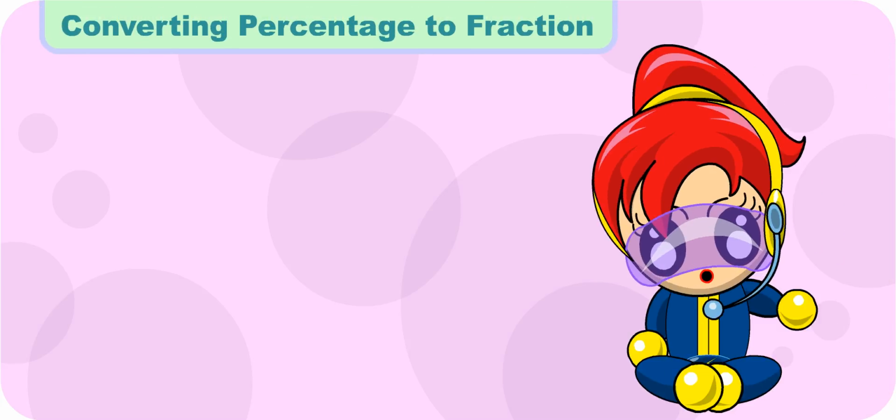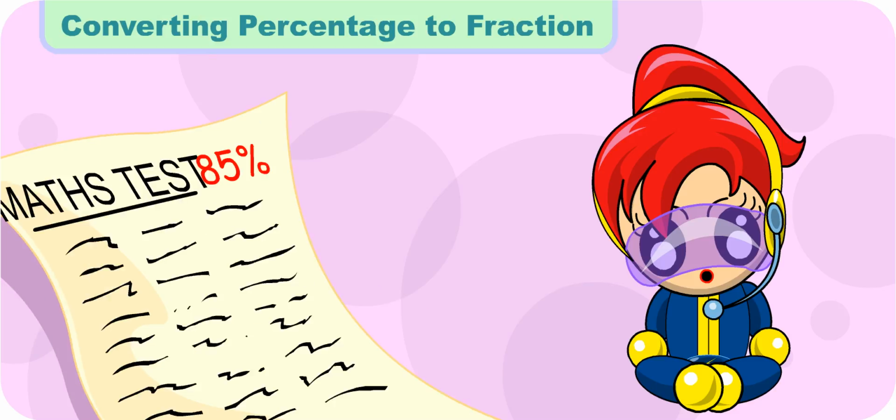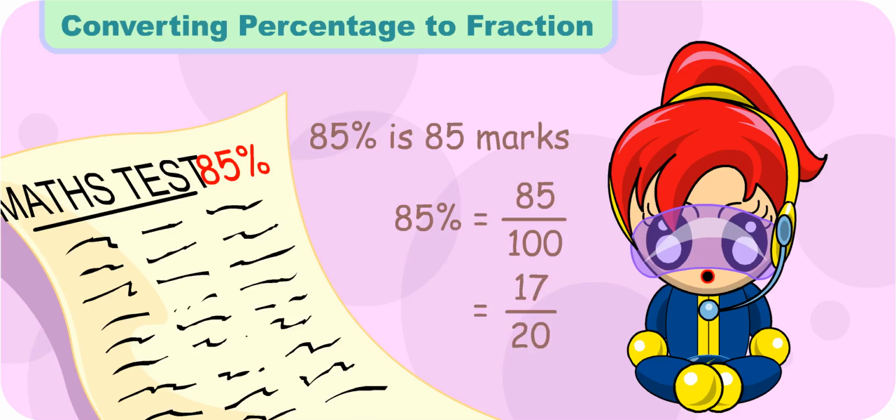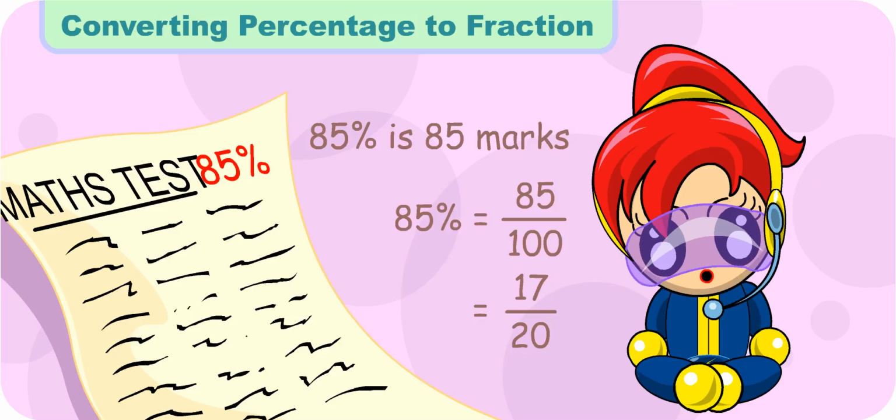So, teacher, can all the percentages be converted into fractions? If so, can you show me how? Let's take your maths mark as an example. You scored 85% for your maths test. Out of 100 marks, 85% is 85 marks. Thus, we can write that as a fraction, 85 over 100. When reduced to the simplest form, it is 17 over 20. Thus, 85% is equal to 17 over 20.